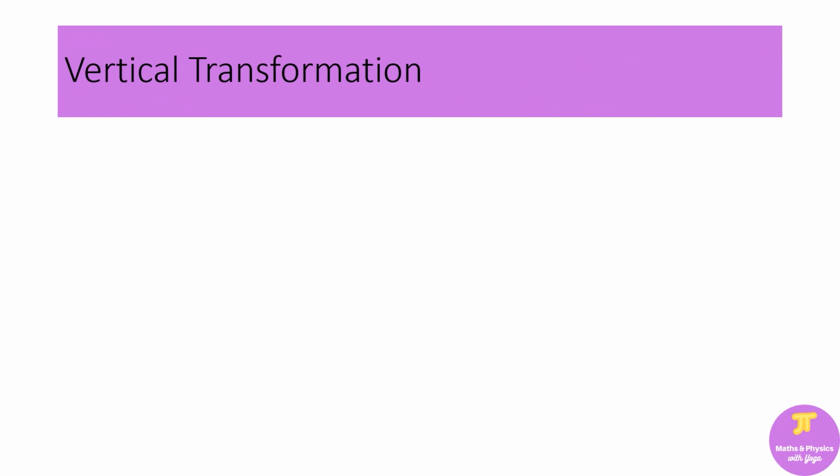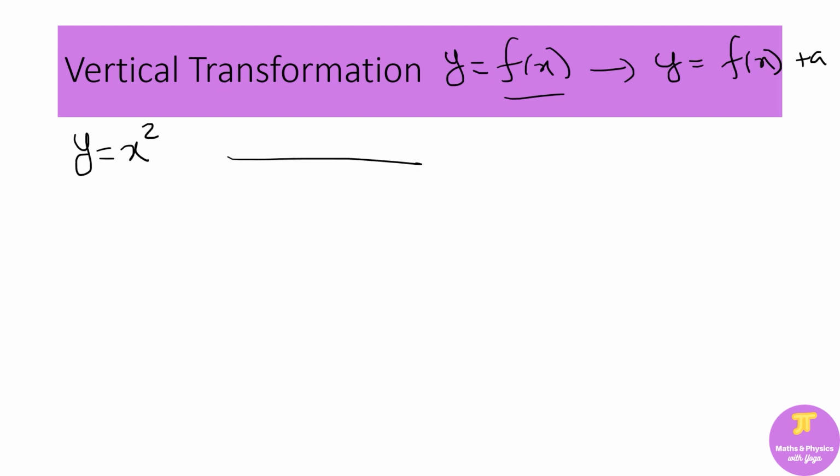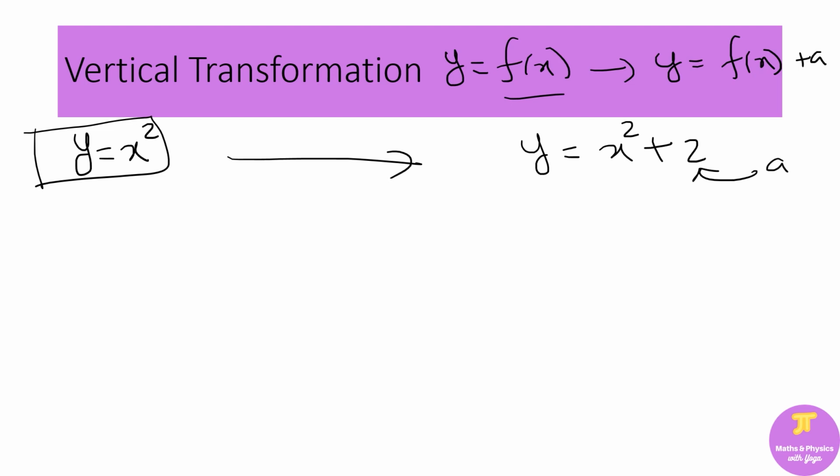Now we will see vertical transformation. Vertical transformation is quite straightforward. For example, if you have a function y = f(x), then y = f(x) + a will vertically transform the f(x) function. Let's look at an example. y = x squared, and if you sketch this one, then how can you use that to sketch x squared + 2? So this is our a.